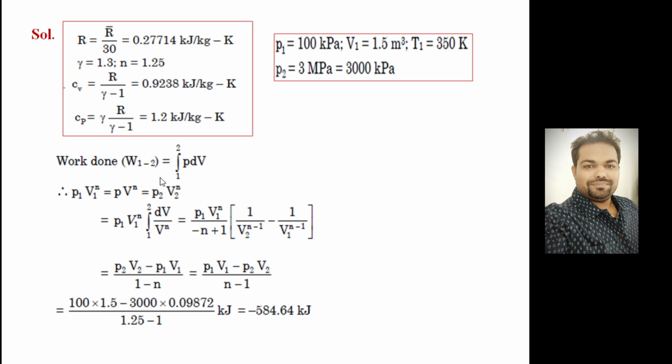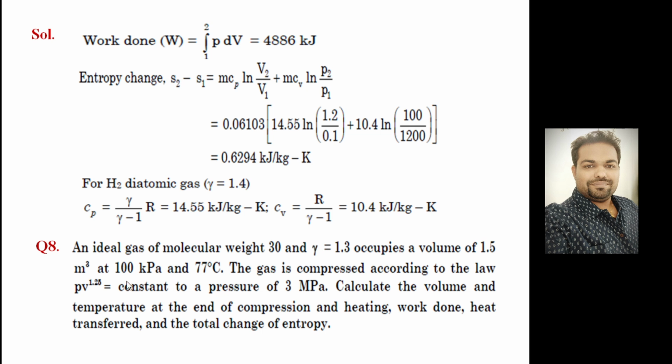And now work done, use the standard formula: P2 V2 minus P1 V1 divided by 1 minus n, or you can say P1 V1 minus P2 V2 divided by n minus 1. You know P2, and P1 V1 you already know, and the n value is already given. So P1 is 100 kilopascal, V1 is 1.5, and P2 is given, and V2 you can calculate. If it is not given, you can use the formula P1 V1 to the power n equal to P2 V2 to the power n. So V2 can be calculated.